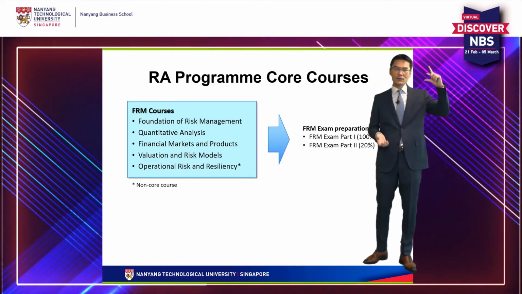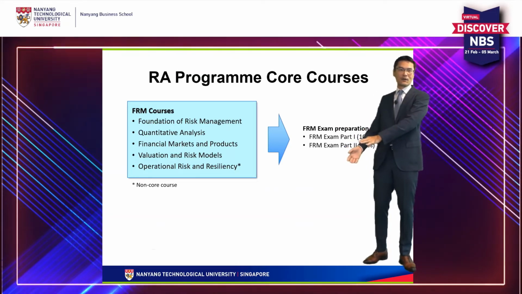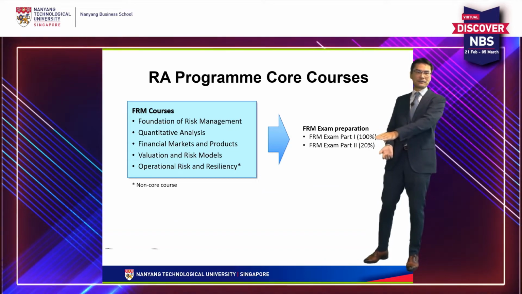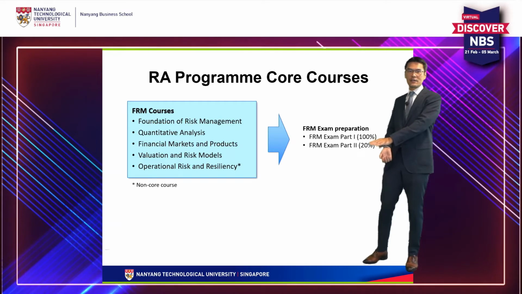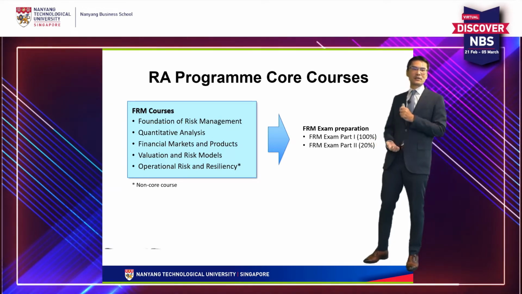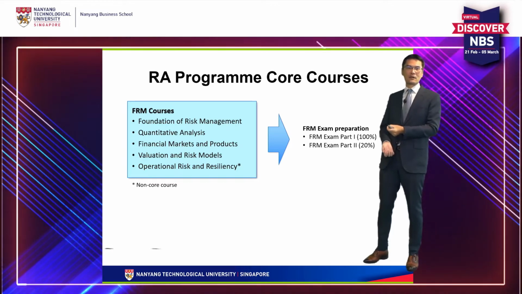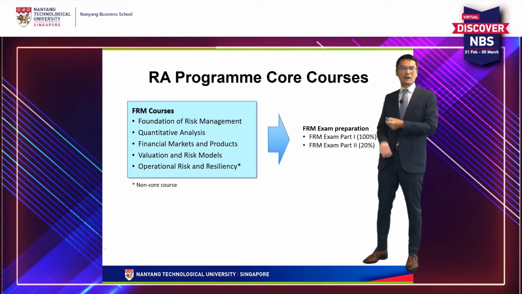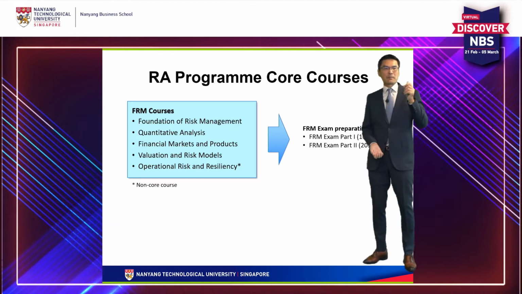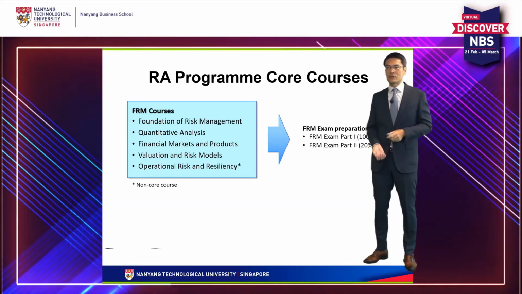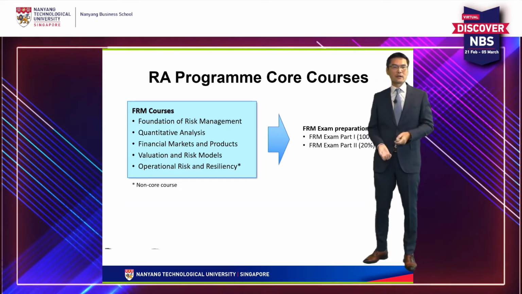The first 4 courses cover 100% of exam part 1 here, you see. And the last one, operational risk and resiliency, is related to exam part 2, 20%. So actually you can start preparation for exam part 2 by taking the last course, which is not a core subject.